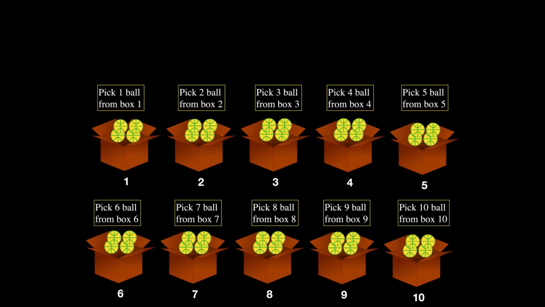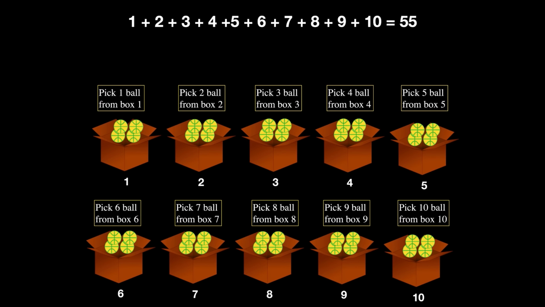If all of the boxes have good balls, then the total weight of these balls would be (1 plus 2 plus 3 plus till 10) times 10, which is equal to 550 grams. This is because each ball weighs 10 grams.